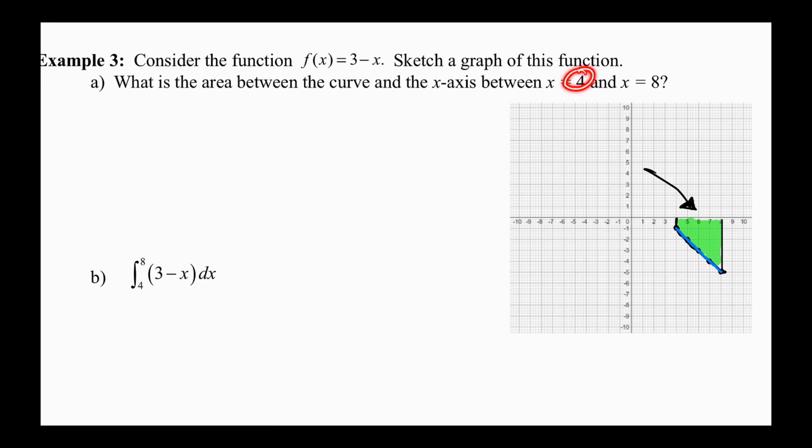So I plugged in 4 for x, 5 for x, 6 for x, 7 for x, 8 for x, and I found that I got negative values. And it's linear, because the slope is -1, the y-intercept is 3, so on and so forth. Okay? It's a trapezoid, and it's under the x-axis. So that means I shade up, and the area is going to be negative.